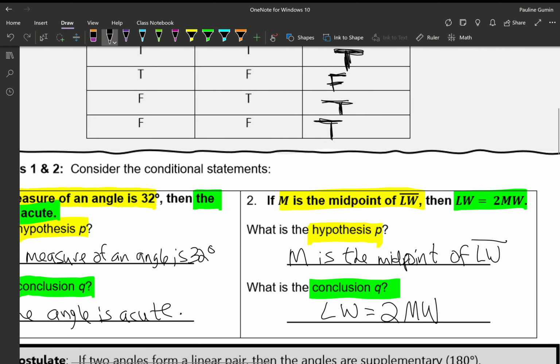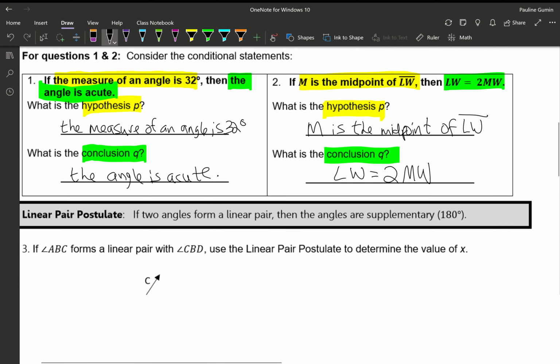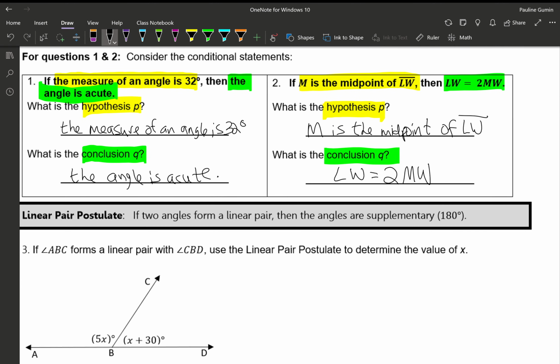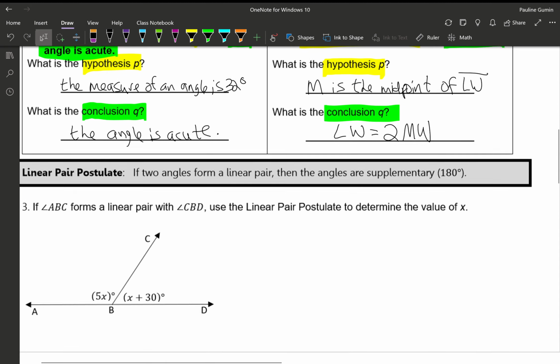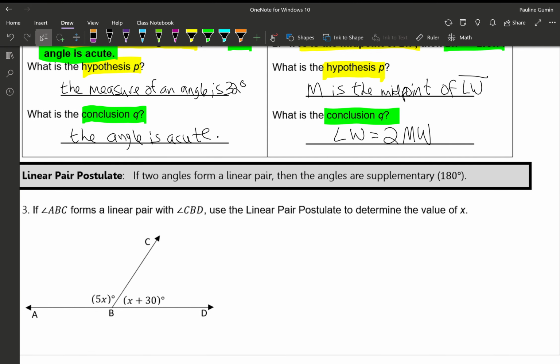All right. Onwards we go to the linear pair postulate. The linear pair postulate says that if two angles form a linear pair, that means they form a line, then the angles are supplementary. That means the angles add up to 180 degrees.